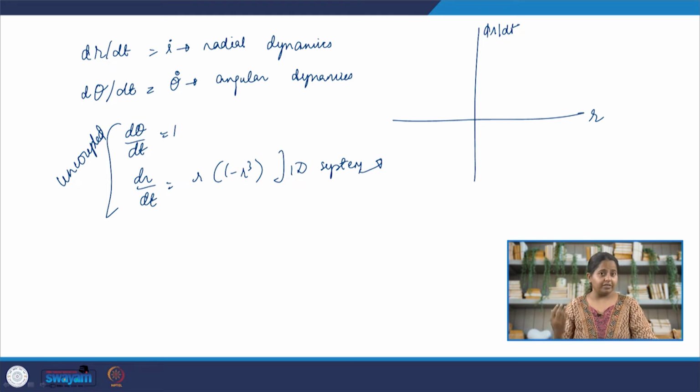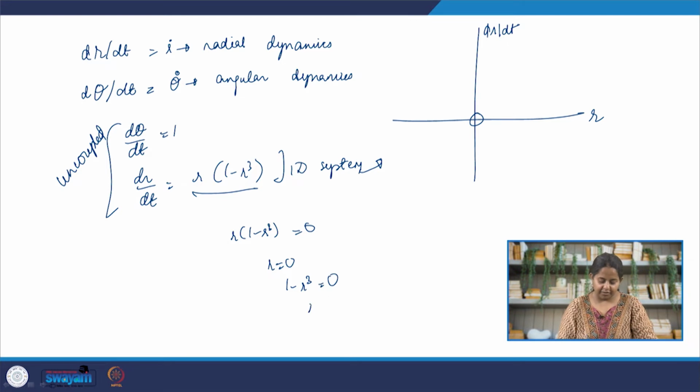For the phase portrait, first thing you want to find out is the fixed points. This system r(1 minus r cube) has how many fixed points? We find out by equating it equal to 0. So definitely when r is equal to 0 is a fixed point, and then the other fixed point is when 1 minus r cube is equal to 0, which means r cube is equal to 1, which means 1 is another fixed point. So these are the two fixed points of this 1D radial dynamic system.